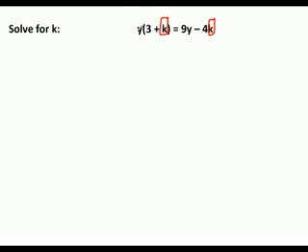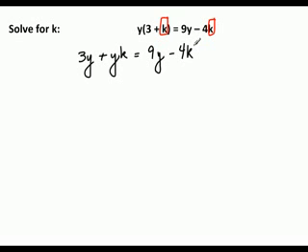Now you could write y3, but we typically put the number in front of the variable. So I'm going to write 3y plus yk. With variables, it doesn't matter the order. Some people like to put them in alphabetical order. It doesn't matter. It's whatever you prefer. Minus 4k.